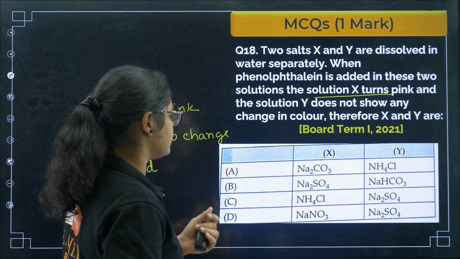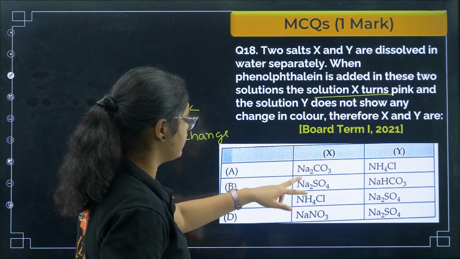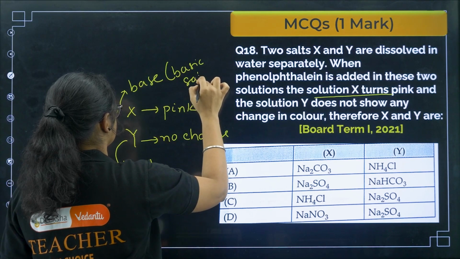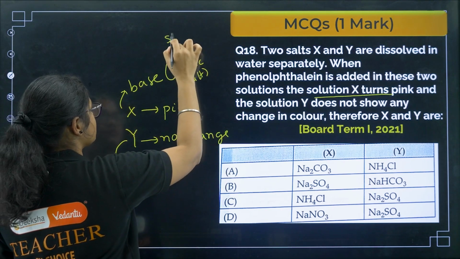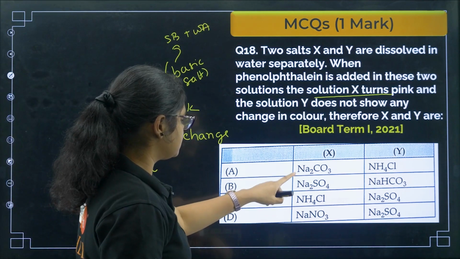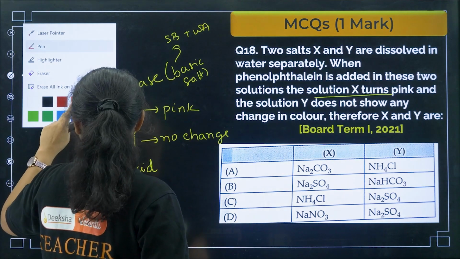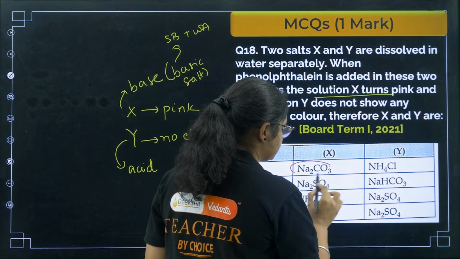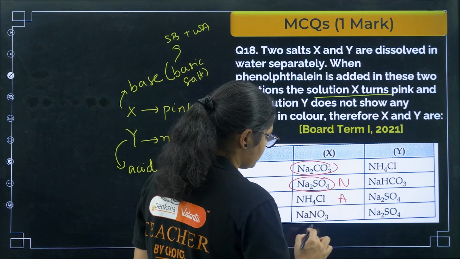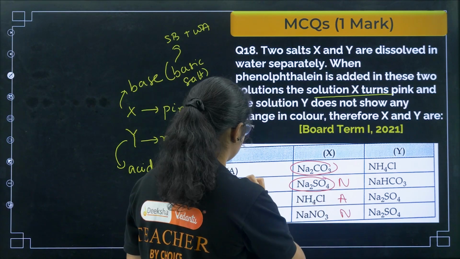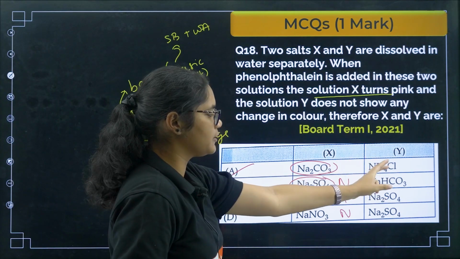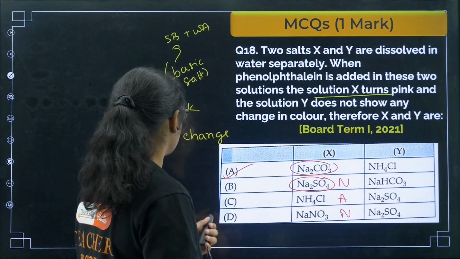Therefore X and Y are, so X is any base, or you can say it can be a basic salt. So basic salt means you should have a strong base and weak acid. Now in X, this can be a basic salt, this will be a neutral salt, this is an acidic salt, and this is also neutral. So option A has to be the correct answer. And if you see Y, this is acidic because it is a weak base and strong acid.